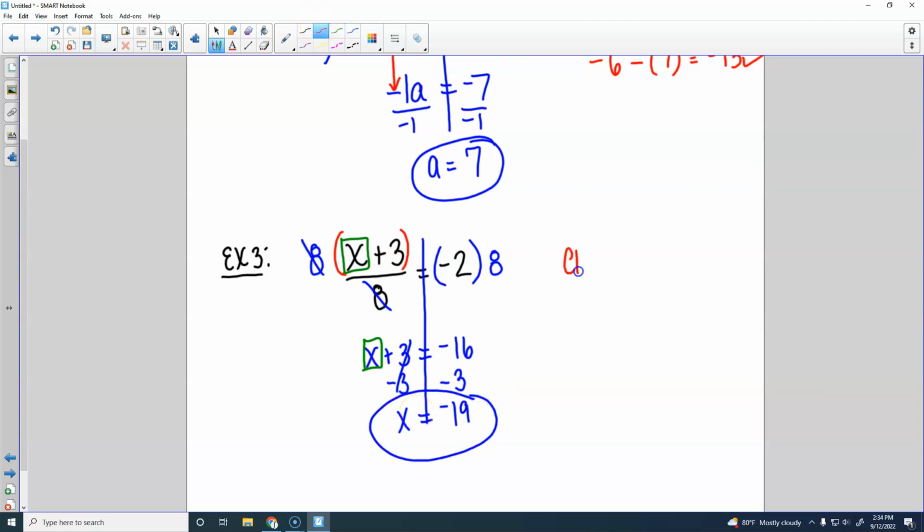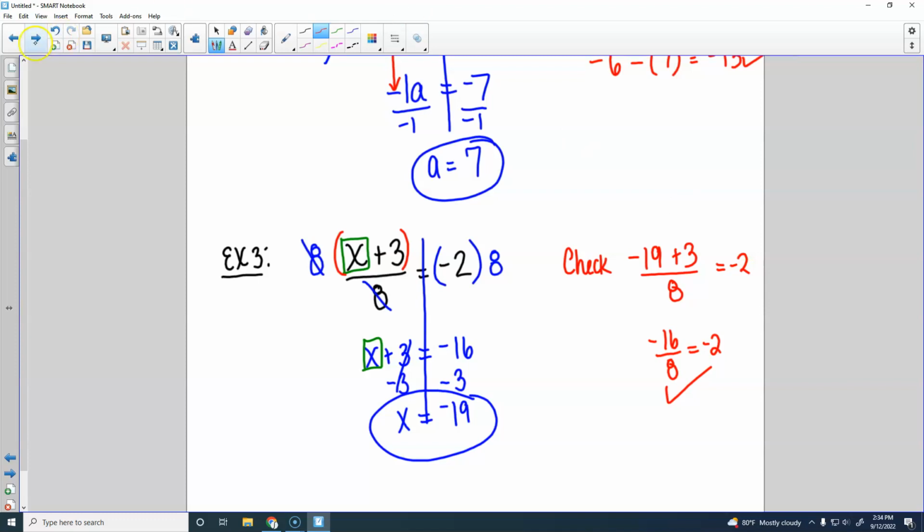Again, you can always check your answer. Negative 19 plus 3 over 8 is supposed to equal negative 2. So negative 19 plus 3 is negative 16. And does negative 16 over 8 equal negative 2? It does. So you know that your answer is correct. We okay here?